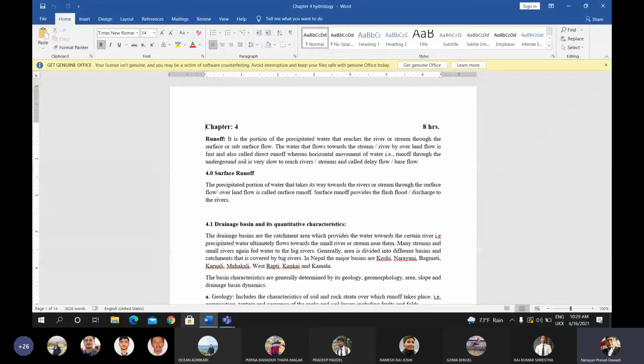That is, it is the portion of the precipitated water that reaches the river or stream through surface or subsurface flow. The water that flows towards the stream or river by overland flow, that is surface flow, is very fast and is also called direct runoff. Whereas the horizontal movement of water through the underground soil is very slow to reach the river and stream, and is also called the delay flow, also known as the base flow.